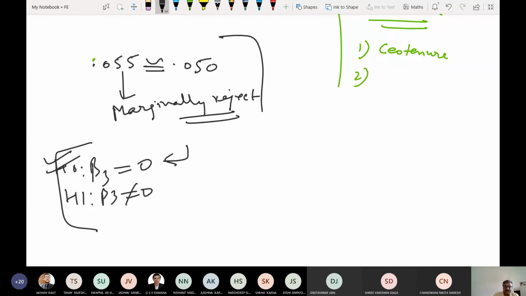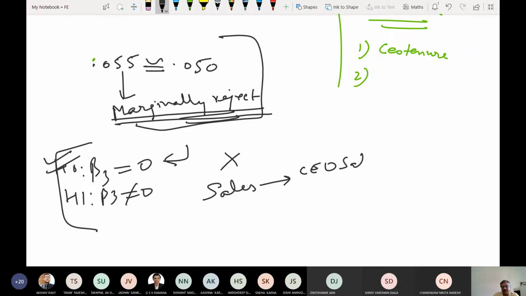But this is also a situation where, if people are interested in having some relationship of sales with CEO salary, they will say that we can even reject. And the reporting logic is that there's a marginal impact, and we'll say it can be considered marginally significant, or not equal to 0. Rather, sales is marginally impacting the CEO's salary. So that depends on how you are interested to have sales play a role in determination of the CEO's salary.